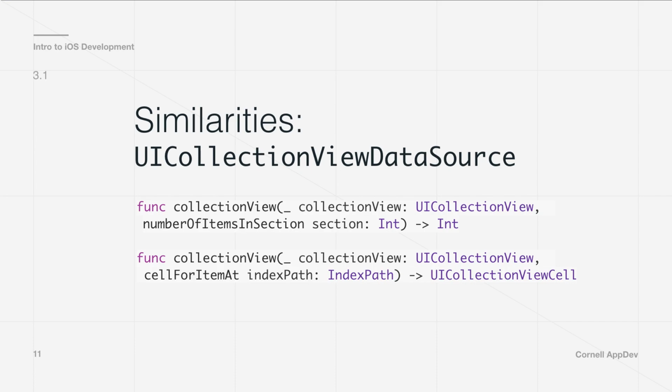For table views, you had to implement the methods of UITableViewDataSource, right? For collection views, thankfully it's pretty similar. We have UICollectionViewDataSource, and whereas with table views we had to implement number of rows in section, now we have to implement number of items in section for collection views. Instead of cell for row at, we now have cell for item at. And like I said before, an item for a collection view is the same thing as a row for a table view.